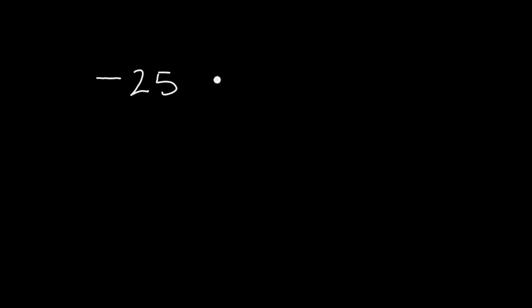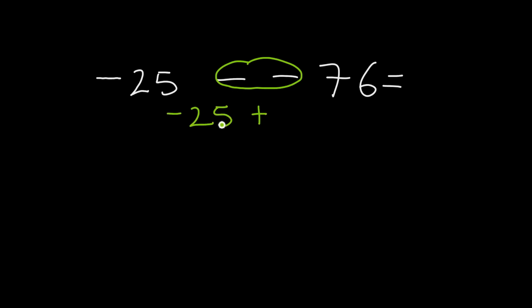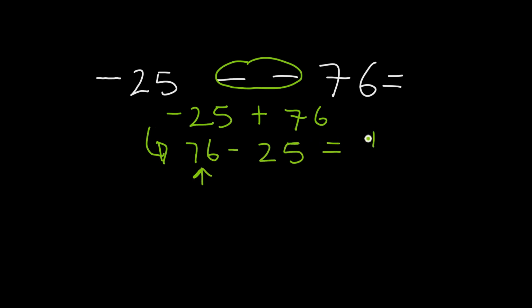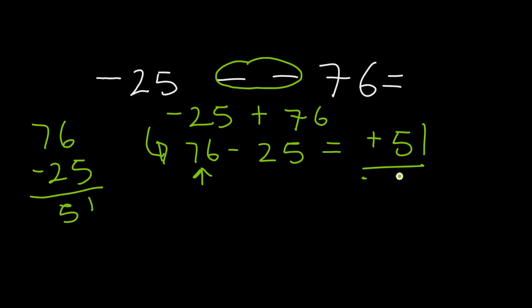Negative 25 minus negative 76. A negative and a negative is positive. 76 will turn into a positive. And once more, this is the same as 76 minus 25. We now take the sign in front of the bigger number. The sign is positive. We take that number, which is 76, and subtract 25 from 76. Our final answer will be 51.